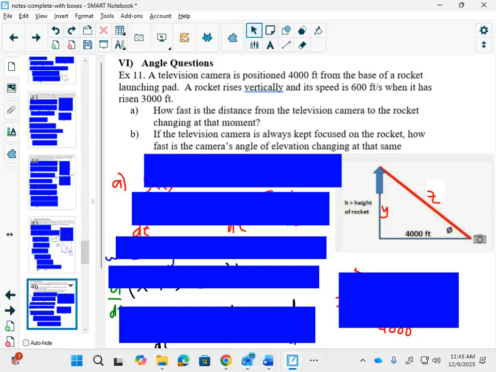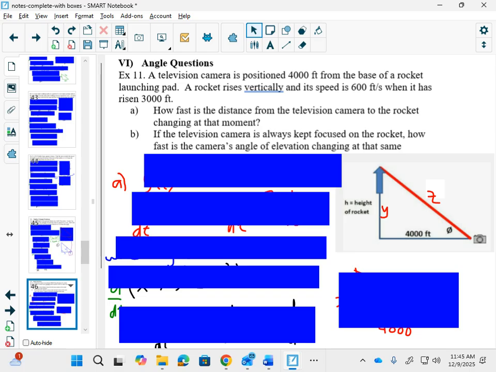Here's our angle question. The television camera is positioned 4,000 feet from the base of a rocket launching pad. The rocket shoots up into the air. Its speed is 600 feet per second. When it has risen 3,000 feet, how fast is the distance from the television camera to the rocket changing at that moment? And if the television camera is always focused on the rocket, how fast is the angle of elevation changing?